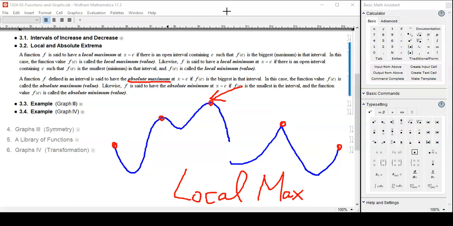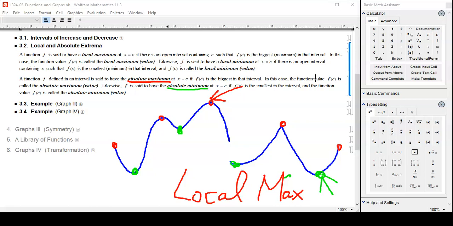Pretty clear. And then what if you want minima? These kinds of things. My drawing is rather lousy, but you know what I meant: these kinds of things are local minima, and this one is the lowest, absolute lowest. So that's the absolute minimum.